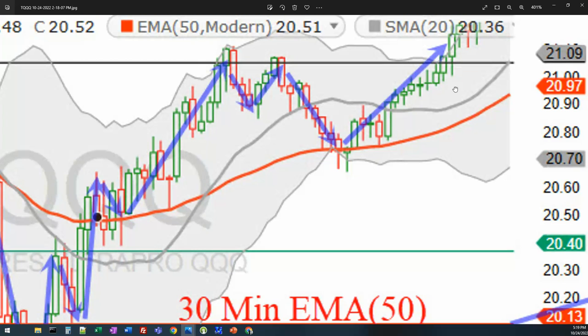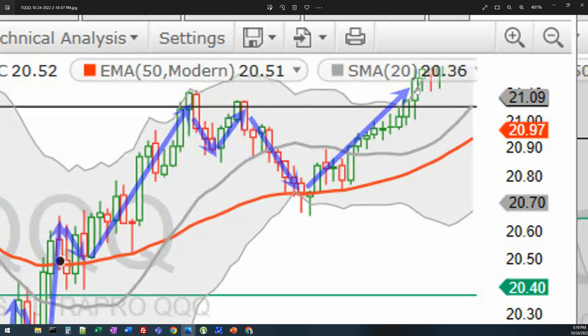And see, look at this. Look at that beauty. Now this candle closed above the resistance line. That's when you know, oh, it's off to the races now. It's on. It's game on now.